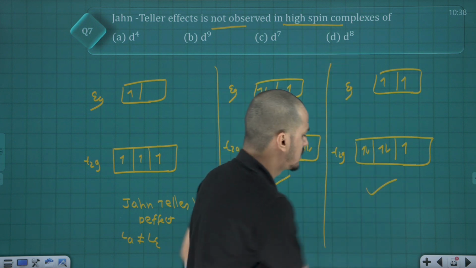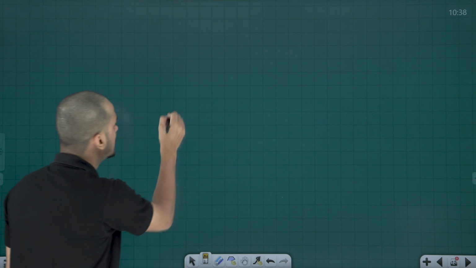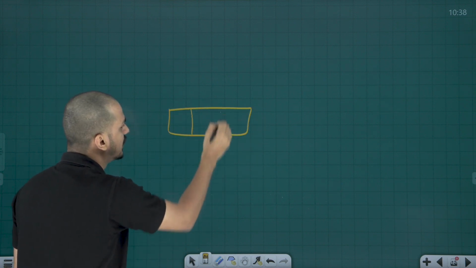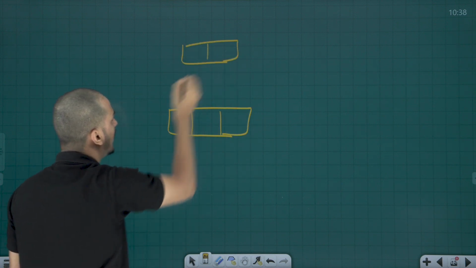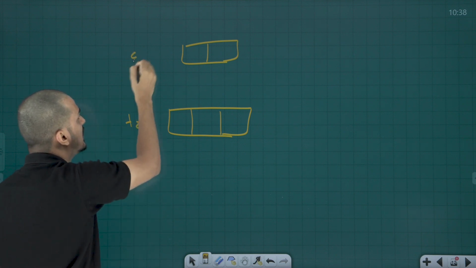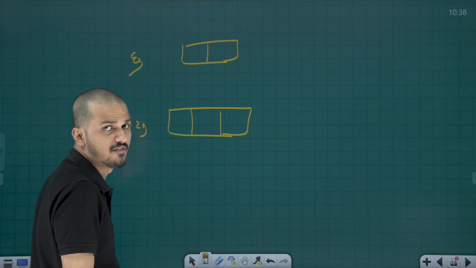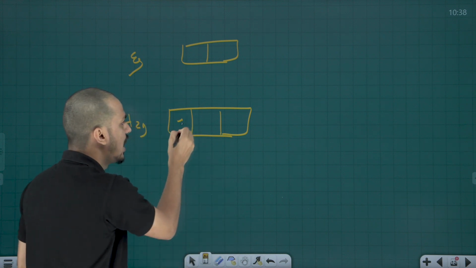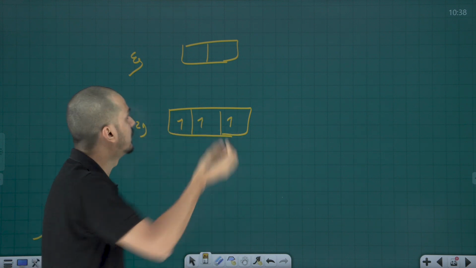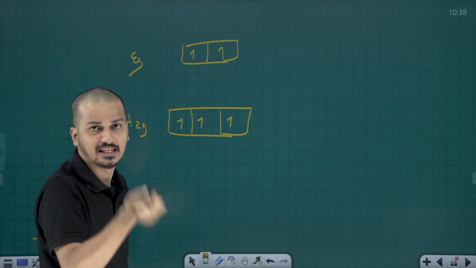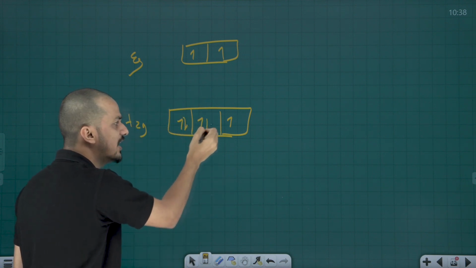What about d8 high spin? Once we write it, we can write like this: this is T2g, this is eg. How many electrons are we having? 8 electrons. 1, 2, 3. High spin means 4, 5. Then only pairing: 6, 7, 8.